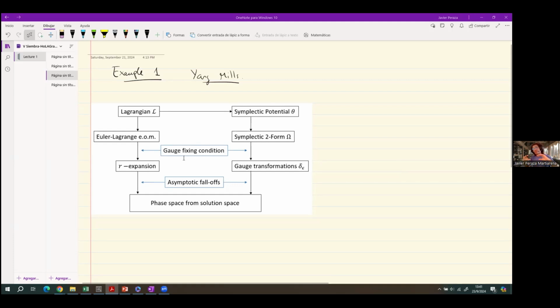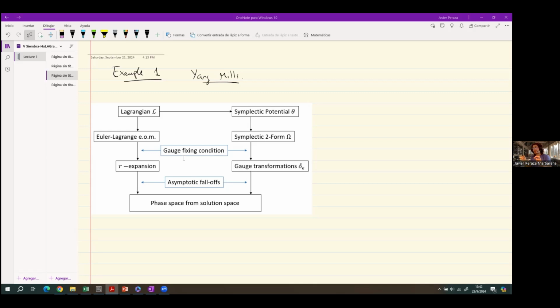Then once you have the gauge choice fixed, you want to do an R expansion so that you can approach null infinity. That R expansion will give you a recursive set of equations to solve the Euler-Lagrange equations, and therefore you can identify the free data for your theory, and that free data will eventually parameterize your phase space.